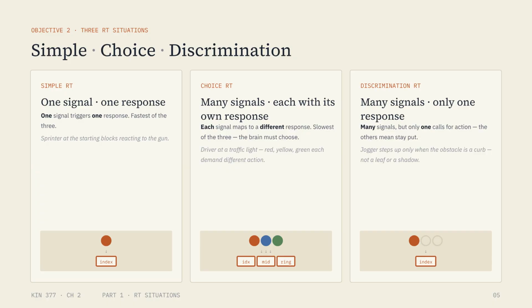So when you're designing a practice or an assessment, ask yourself which RT situation it is. A goalkeeper facing a penalty kick is a discrimination task. Many cues, but only certain ones predict ball direction. A multiple choice driving test is a choice task. Different signs require different actions. A reflex hammer test? Effectively a simple task.